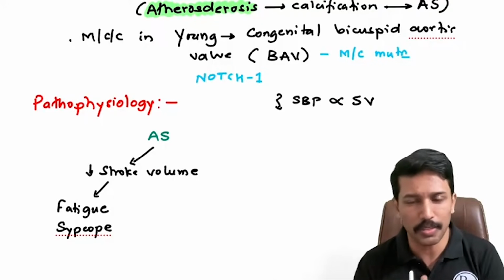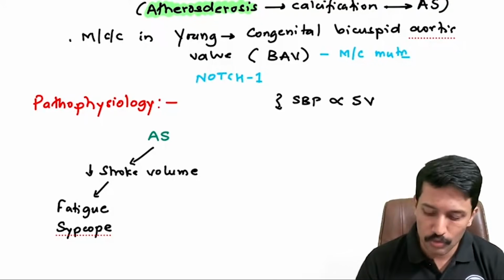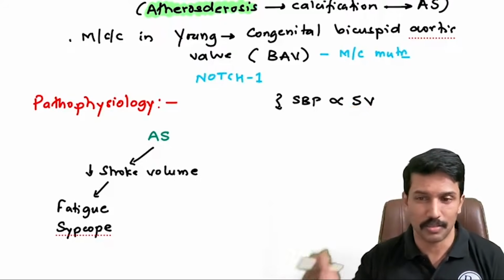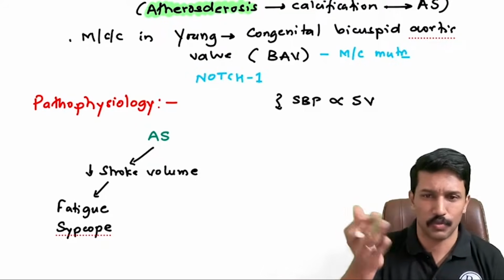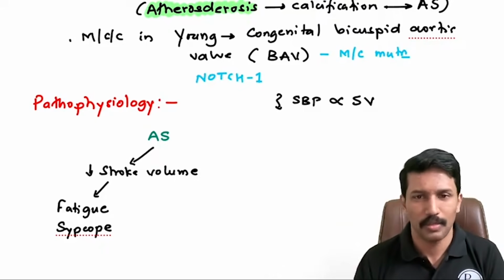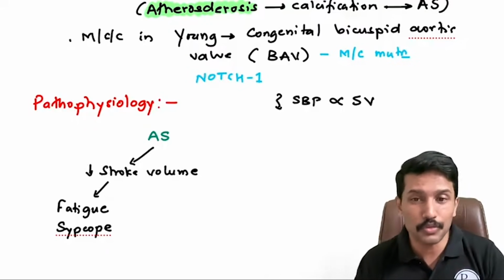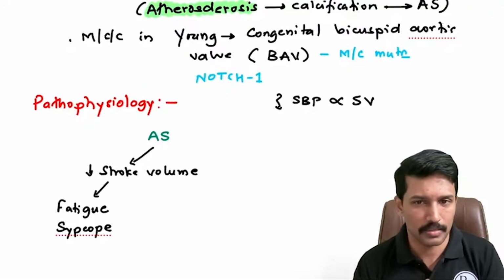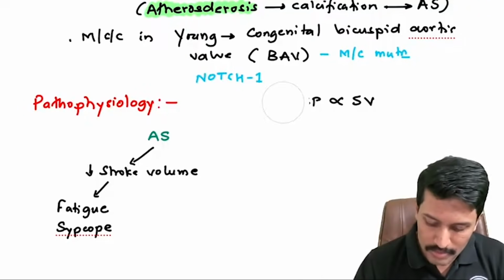Why don't they have hypotension? Because though we are dependent on stroke volume for regulating the BP, we have a counter regulatory system, that is RAS, which can elevate it. So you need not always have hypotension. But the RAS may not elevate the stroke volume perfectly. So because of that, you will continue to experience fatigue and syncope. So that is one set of symptoms.